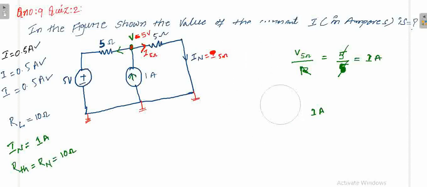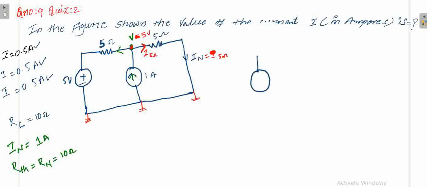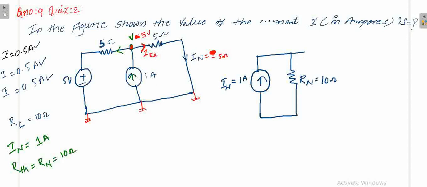Let us draw Norton's equivalent circuit. Here you are going to have one current source, that is your IN, which is 1 ampere, in parallel to a resistor, that is RN. RN, from RTH we got, is 10 ohms. Now connect the load resistance. What load resistance did we consider? RL equal to 10 ohms. Now connect the removed load resistor here, that is the 10 ohm.